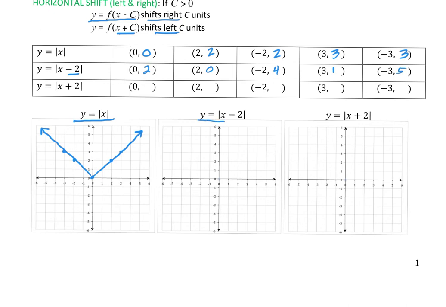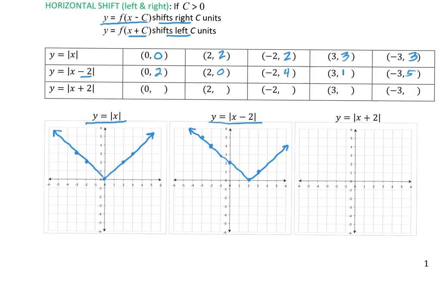Plotting those points on our second graph, remember the minus means a shift right. I'm expecting this graph to shift right 2 units. I have 0, 2, 2, 0, -2, 4, 3, 1, and -3, +5. And you can go ahead and plot more points if you would like, perhaps putting in some more positive x values. But what we see is that we have shifted over 2 units to the right.